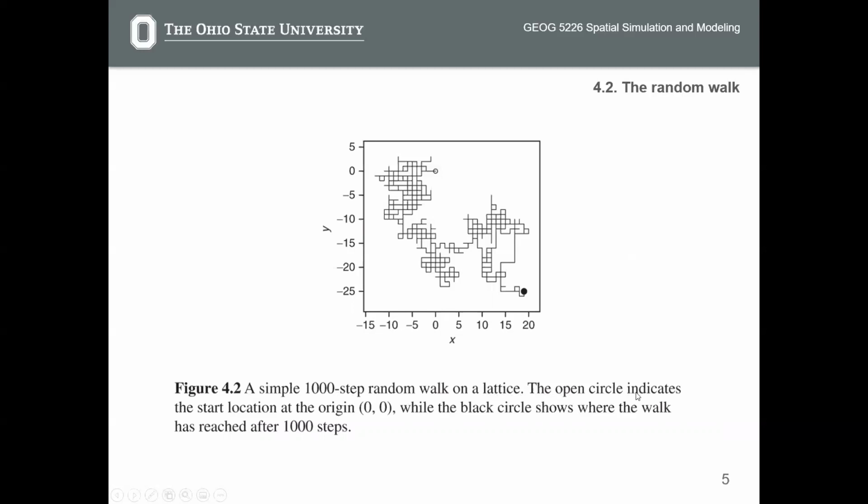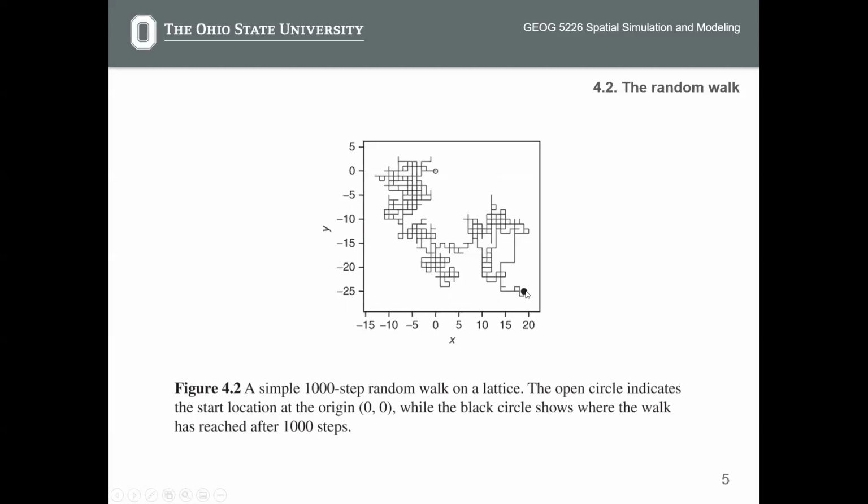The open circle indicates the start location. Open circle right here. That is 0, 0. Like I said, 0, 0 can be anywhere on this lattice as long as it is the starting location of the walker. Well, the black circle shows where the walk has reached after 1,000 steps. This is a black circle. You can see that after 1,000 steps, this walker did not move very far away from its starting location, right?